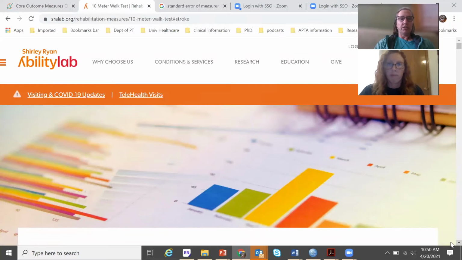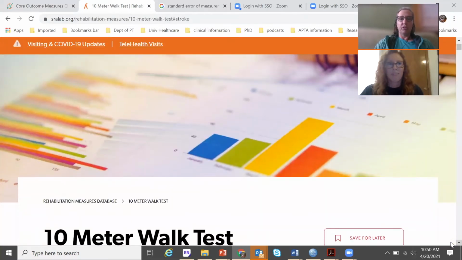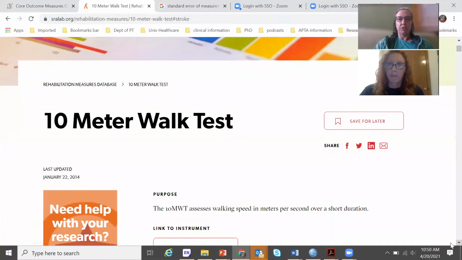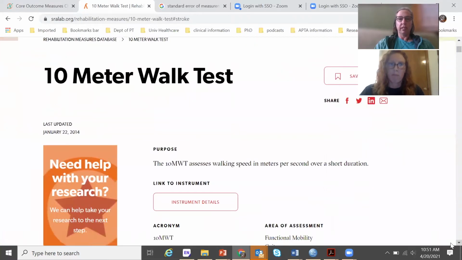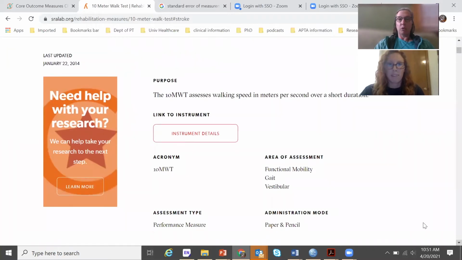Sometimes it's hard to go just to Shirley Ryan, so put in the words that you want. I will also caution that the 10-meter walk test is a very specific outcome measure, and sometimes what you'll get is just gait speed, so be sure you're choosing the measure that you're interested in. So what I like about this webpage is it basically has done the homework for you.